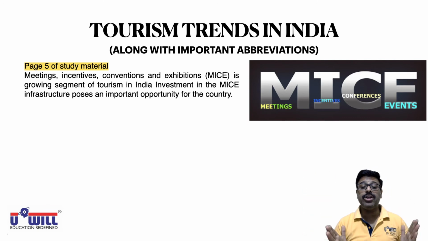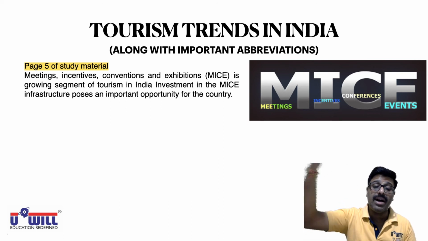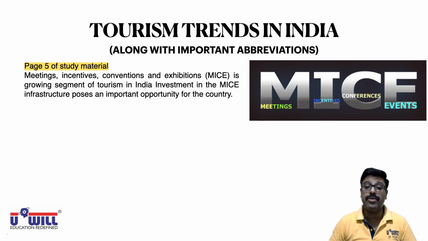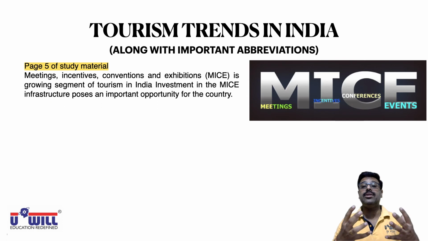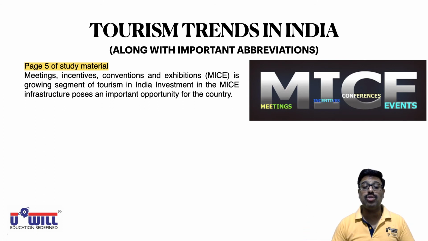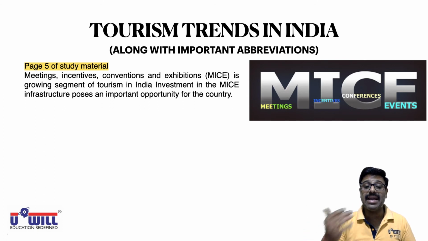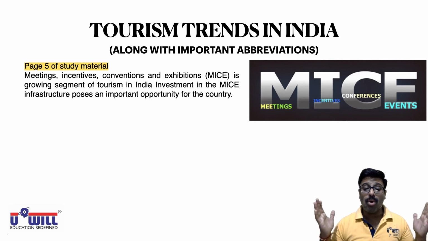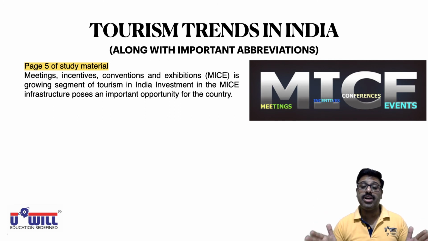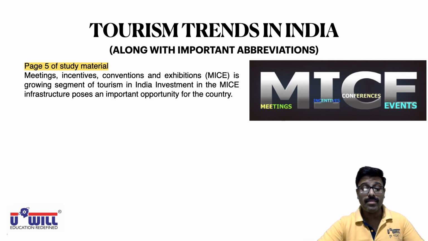So what is the country doing? They are holding meetings in our country. They give incentives to people from other countries to hold meetings in our country. They hold conventions and events and exhibitions in our country. Because of that, tourism will also increase. Hotel services will also increase. They hold events like IPL. So all these were a part of the initiative of MICE.